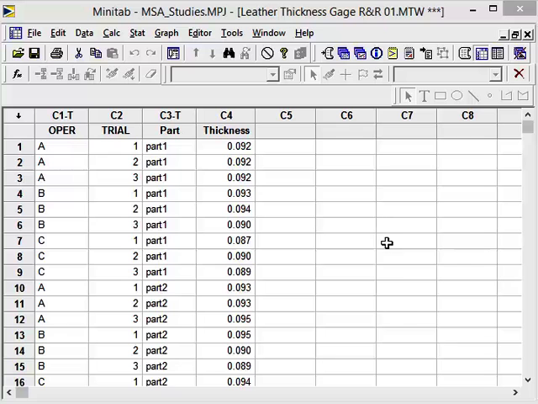So we set up a gauge R&R study with 3 operators. We had 10 different parts. Each operator measured each part 3 times. And this was done with a caliper type micrometer. So let's take a look at the gauge study and see how we did.